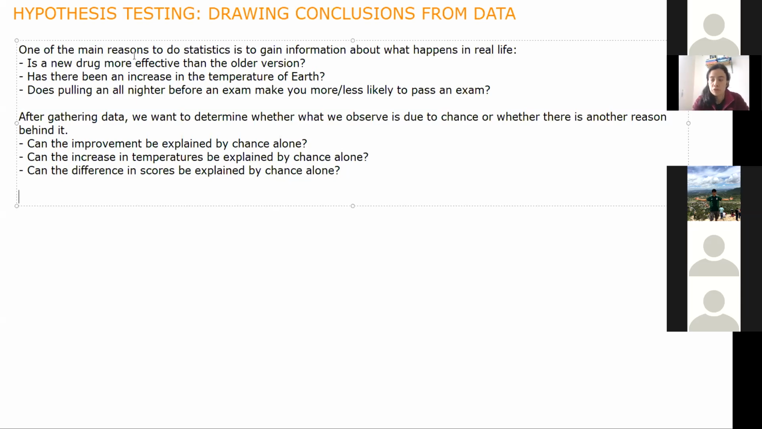Okay, so the general formulation is going to be, can something be explained by chance alone? This is the way that we're going to think about testing hypotheses and drawing conclusions from data.